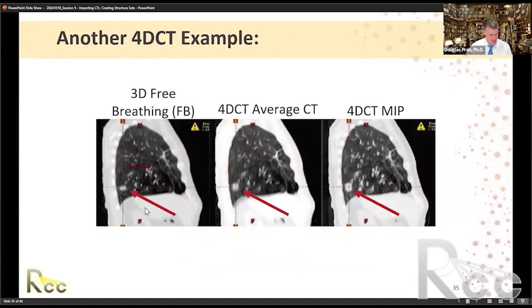Here's another example. You can see here, this is the 3D free breathing. Here's an average CT, so the target now looks a little larger. And then here's the MIP. The MIP will always overestimate the volume. It's always going to be larger than the actual target volume. The 3D scan, depending on where you grab it in the respiratory cycle, may underestimate the volume. So in general, the preferred method is really the average CT. This will be second, and then never use this one.